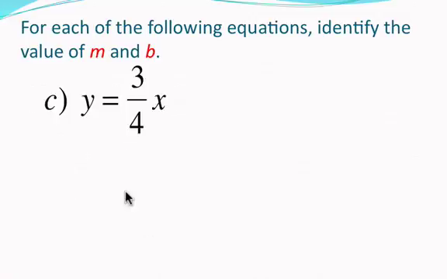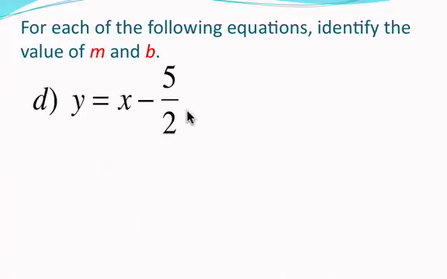Another example: if we've got y equals 3 over 4 x, then we're multiplying x by 3/4, so our m is 3 over 4. And we're not adding or subtracting anything here, so our b is 0.